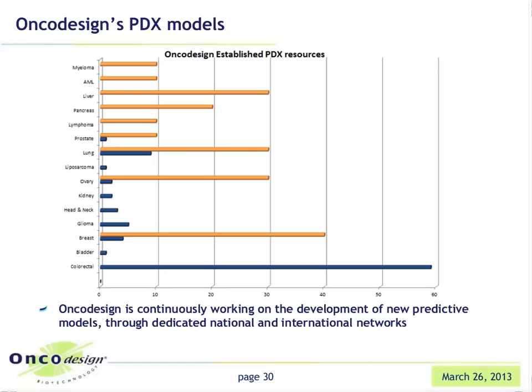Here is the colorectal collection. This is mainly what I focus on today. I should tell you that we are working on many other subtypes of cancer: myeloma, AML, liver, pancreas, and so on. And their collections are ongoing. Notably, the breast collection is well advanced now. And the ones in blue are already available for study at CoDesign or for sale.